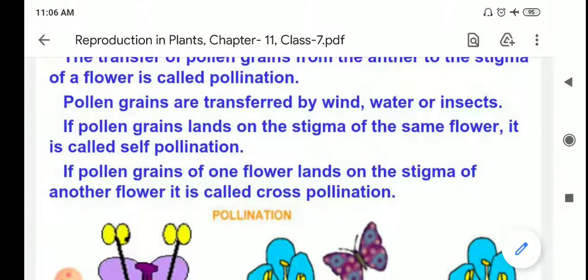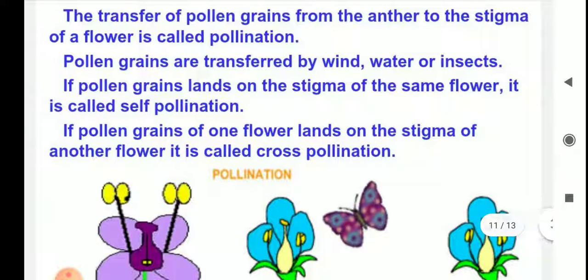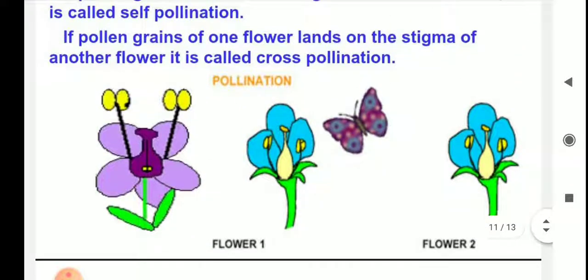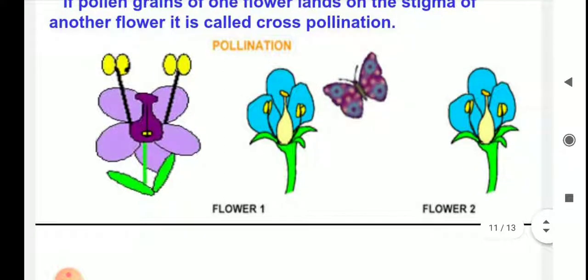Understand? So once again, I will make you understand: pollen grains are transferred by wind, water or insects. If pollen grains land on the stigma of the same flower, that is called self pollination. Or if pollen grains of one flower land on the stigma of another flower, it is called cross pollination. Understand? In this picture also you can see.